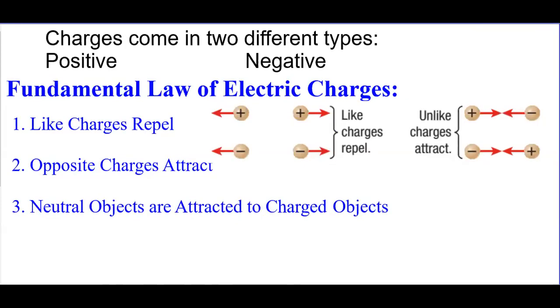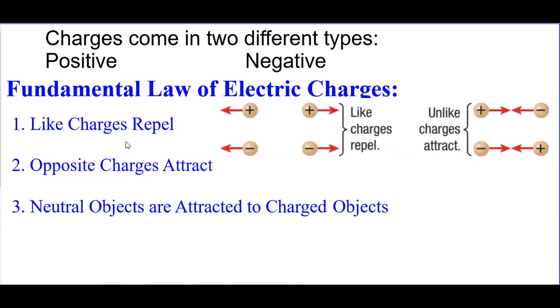So there are three fundamental laws of electric charges. We know like charges repel. If you have two positives together, they're going to push away from each other. We know two negatives are also going to push away from each other. So there is some kind of force that tends to push them apart. And we know that opposite charges attract. So basically that's your big plot to pretty much every romantic comedy movie out there.